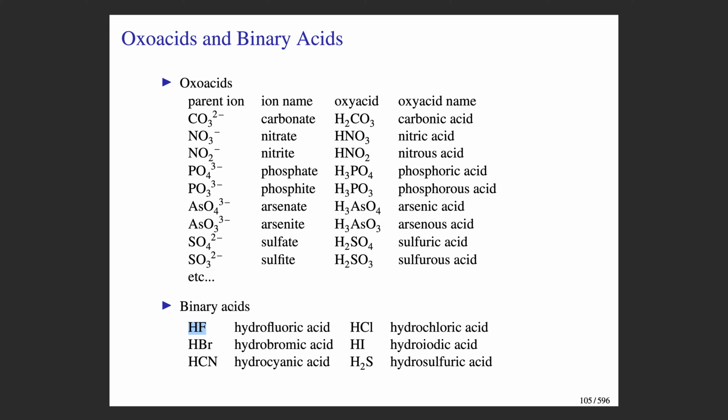If you take hydrogen fluoride and dissolve it in water, it becomes hydrofluoric acid. So you replace the word hydrogen with the prefix hydro, and then you replace the IDE with IC. So hydrogen fluoride becomes hydrofluoric acid, hydrogen chloride becomes hydrochloric acid, hydrogen bromide becomes hydrobromic acid, and so on. These are actually all of the ones that you need to know as far as these binary acids are concerned. The rest are all oxoacids.